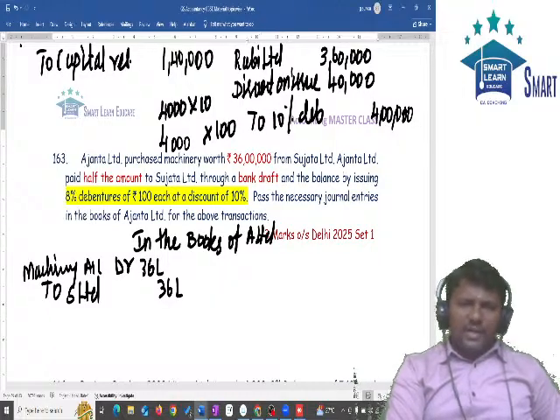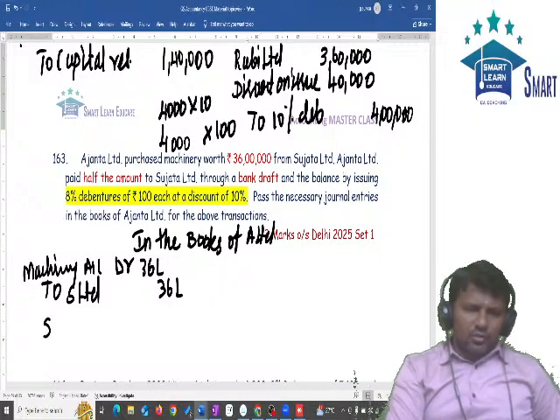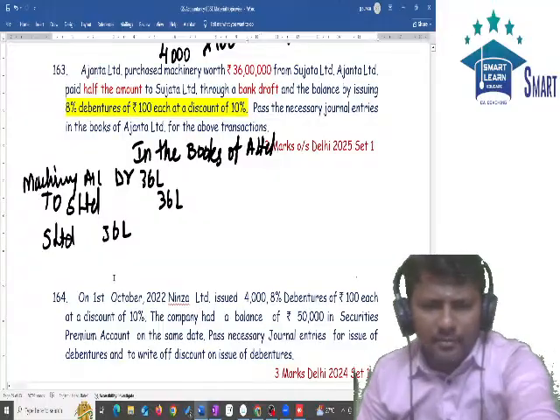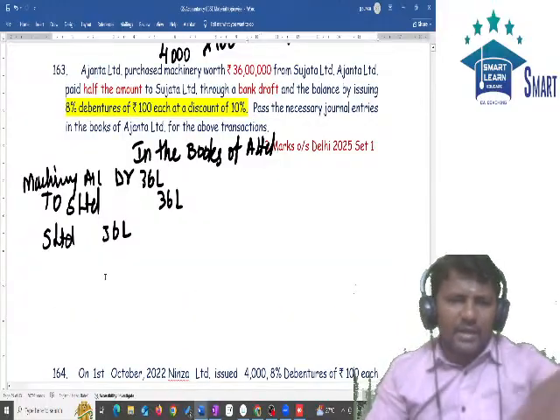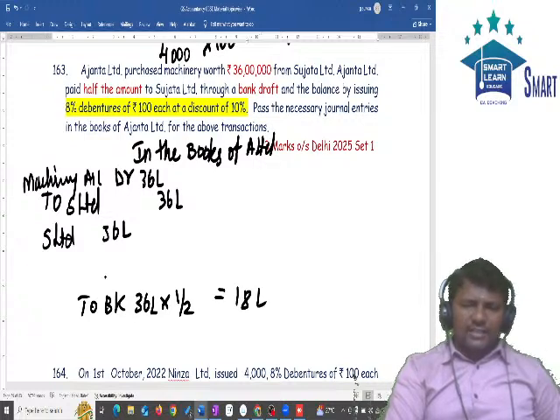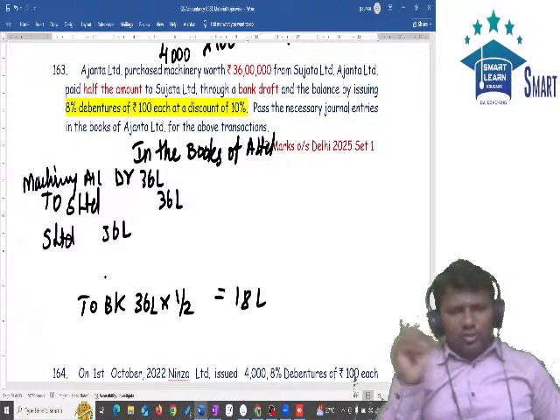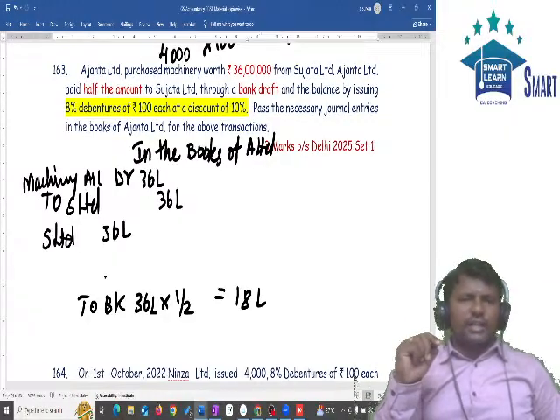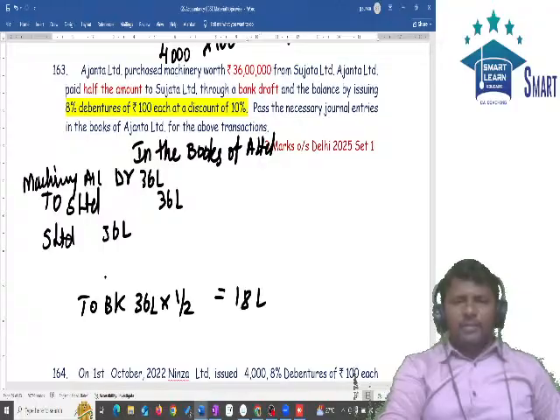Second entry. We paid half the amount through bank draft. So S Limited account debit 36 lakh, and we paid half the amount through bank draft. Bank draft meaning we paid by bank. So S Limited account debit to bank. How much amount is paid? Half of 36 lakh comes to 18 lakhs is paid. Balance it is 18. That balance 18 is paid by debentures.